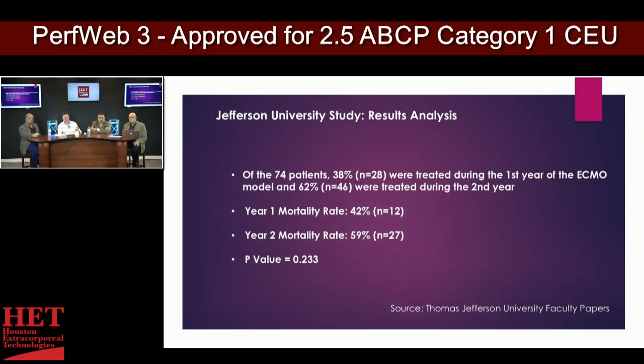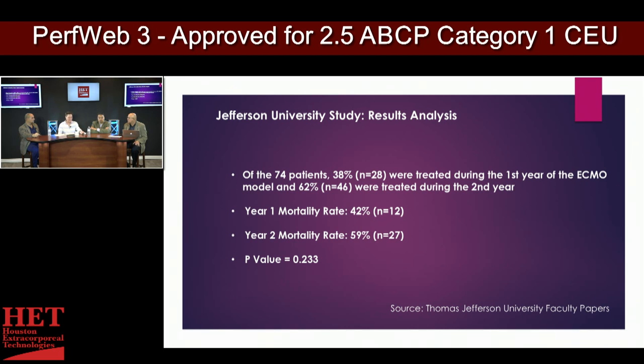Just so we can cover the basics of what the article continues to describe, the N on the first year, which was the year that they had the perfusionist covering the ECMO, was 12, and then the mortality rate the next year, the N was 27, and the p-value was 0.233.